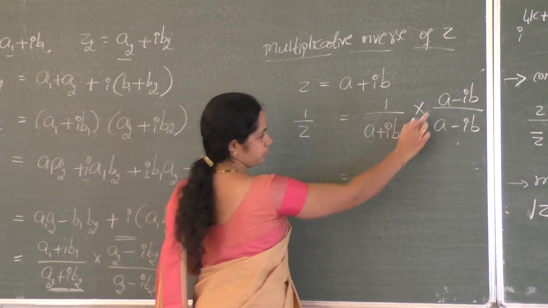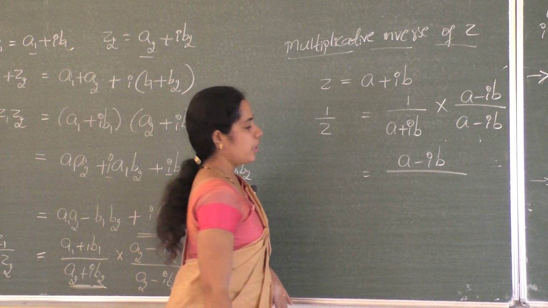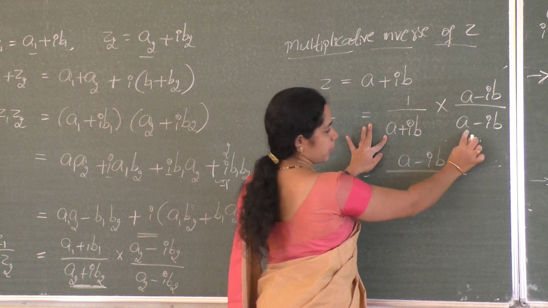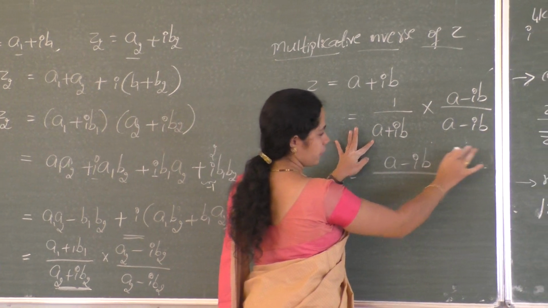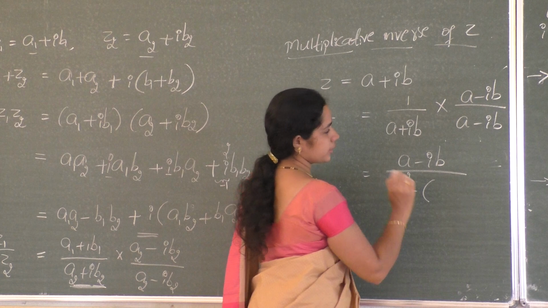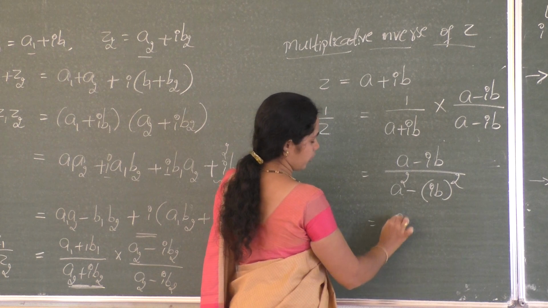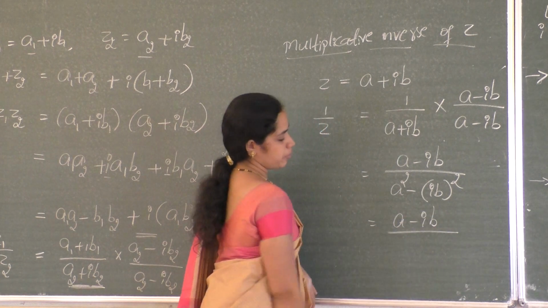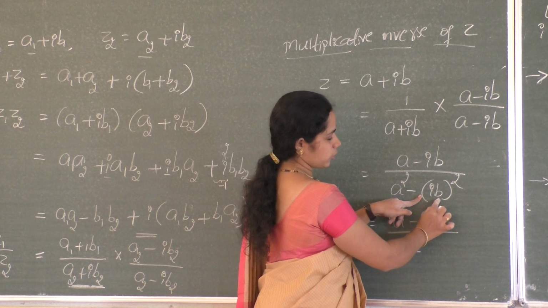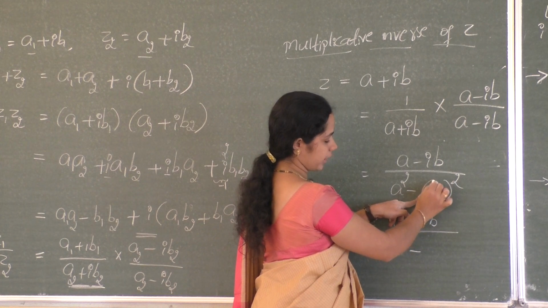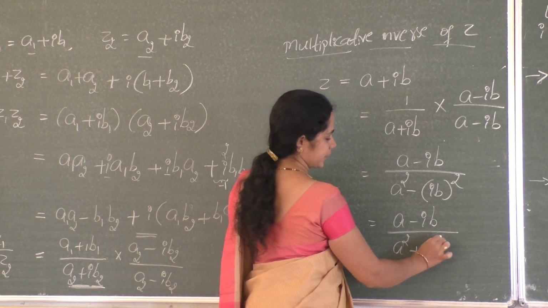Now, this is equal to 1 into a minus ib, that is a minus ib, divided by a plus ib into a minus ib, that is in the form of a plus b into a minus b. The formula is a square minus b square. What is b? ib square. This is equal to a minus ib divided by a square minus i square into b square. The value of i square is minus 1. So, minus into minus becomes plus here into b square.